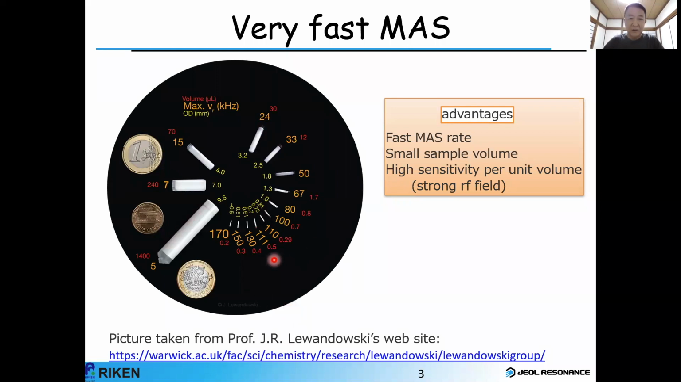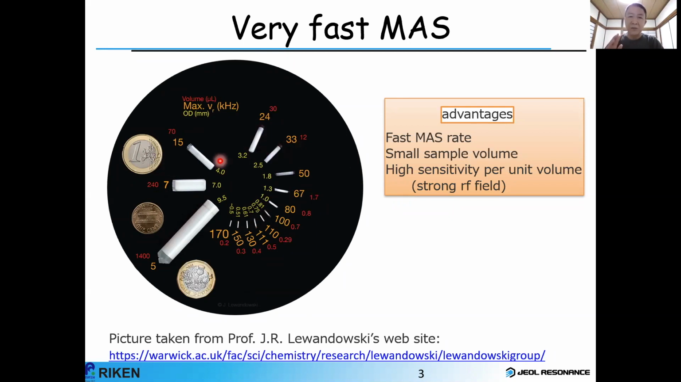This picture is taken from Joseph's laboratory at Warwick University. This picture clearly shows the diversity of MAS rotors, from the very large unsampled rotor to small rotors. In most cases, we use sample rotors from 3.2 to about 5 millimeter. So these are general solid state NMR rotors. I think 90% of solid state NMR is observed with these rotors.